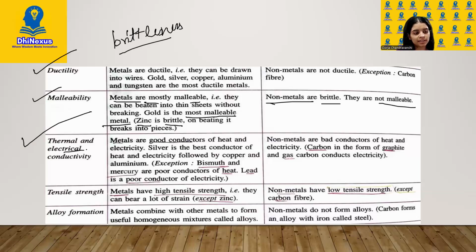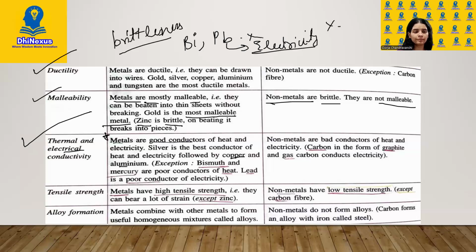What about thermal and electrical conductivity? So metals are good conductors of heat as well as electricity, silver amongst them being the best. Then you have copper and aluminum following. An example of exception is bismuth. We have bismuth, then you have lead. It is a poor conductor of electricity. It does conduct electricity, but to a very small amount. So there's a difference between being an insulator and a poor conductor. Please make a distinction about it.